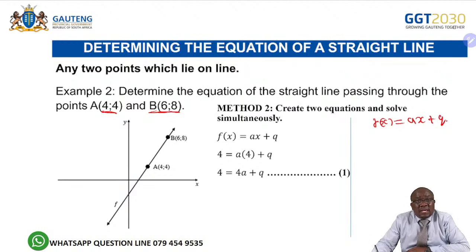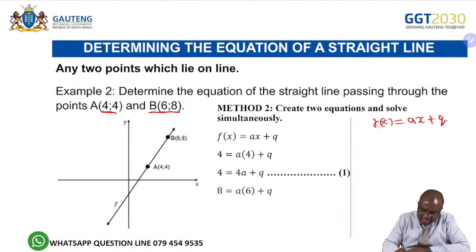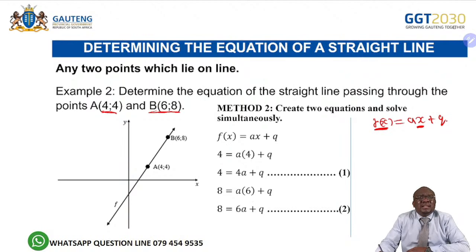So where there's x, we put 6. Where there's y, we put 8. Where there's x, we put 6. Okay, and then now we have equation 2. Now we have 2 linear equations that can be solved using elimination, or that can be solved using substitution.